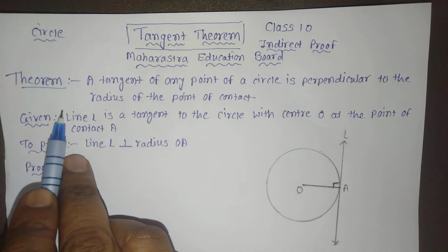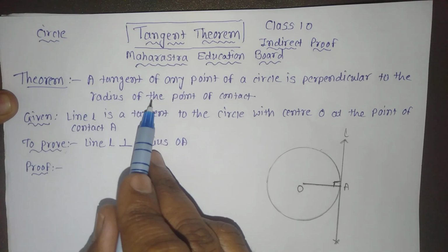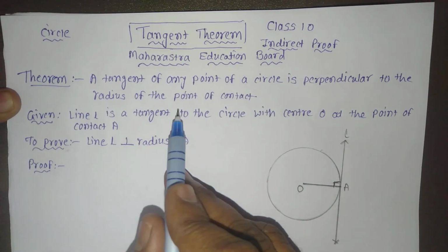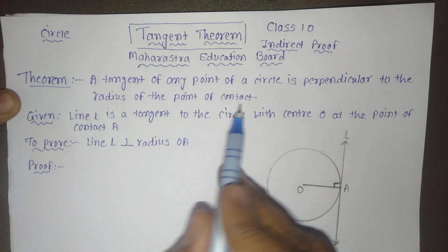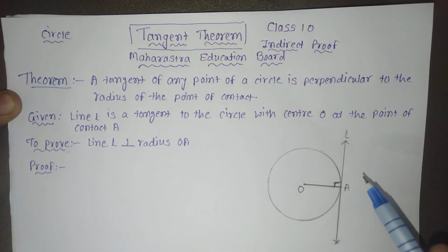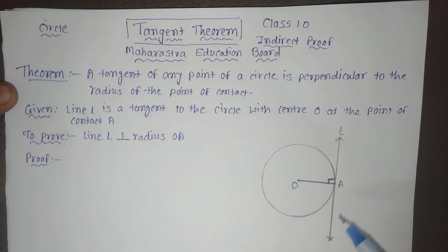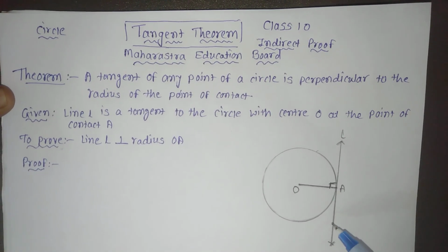Let us begin. What is this theorem? A tangent at any point of a circle is perpendicular to the radius at the point of contact. A tangent, you know what is tangent? Tangent is a line intersecting the circle at one and only one point. So here you can see this is a tangent.